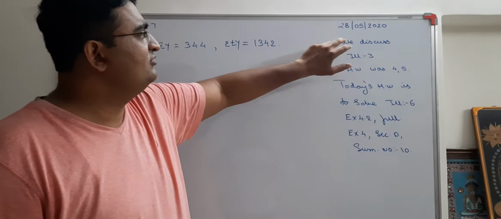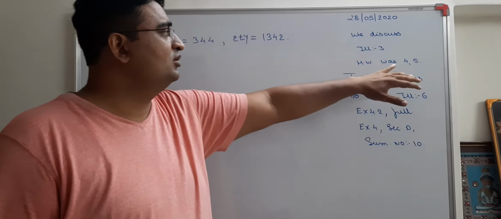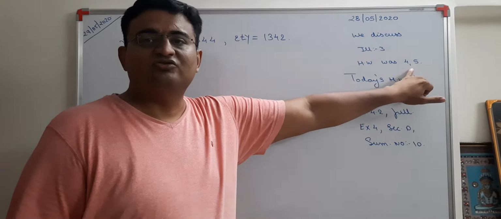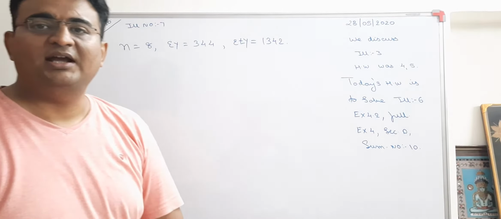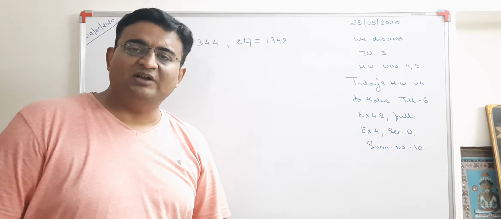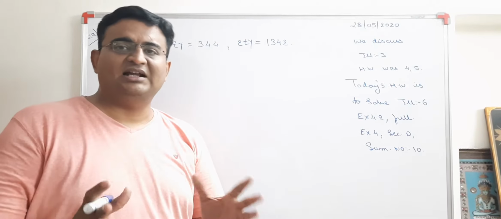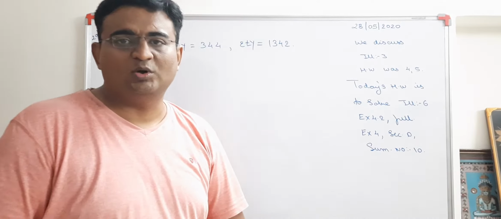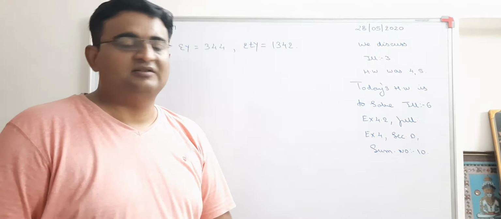Yesterday we discussed illustration number 3 and homework was given, that is to solve illustration number 4 and 5. You all did it very well apart from a few students. Again I am saying, you are not getting the work properly. You need to do it thoroughly.